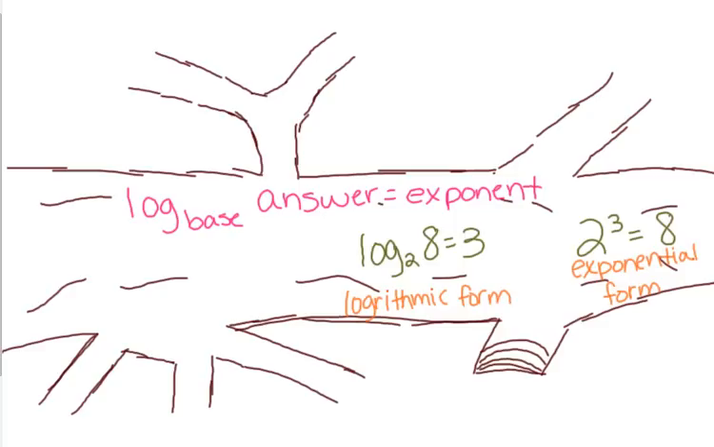Now you're going to add that to your notes. So you're going to write exponential form down and logarithmic form, and just give these examples so you can tell which one's which. So when you're asked to put something in logarithmic form, you realize it should look like that. And when you're asked to put something in exponential form, it should look like that. So add that. If you need to pause it so you have more time, go ahead.